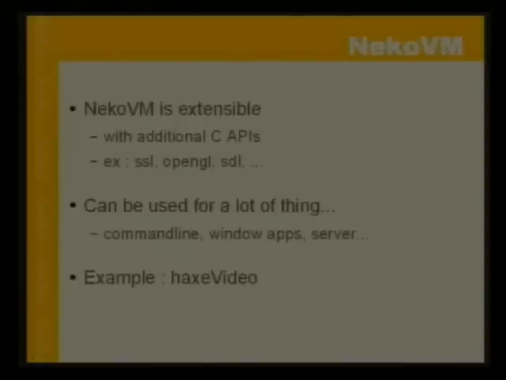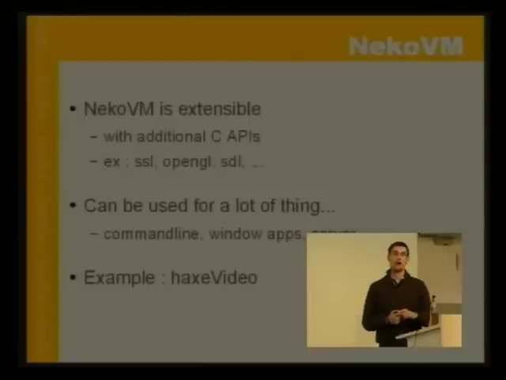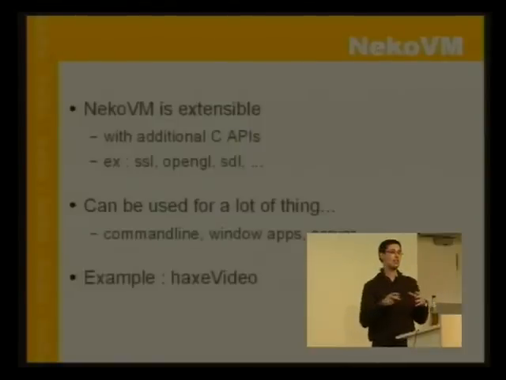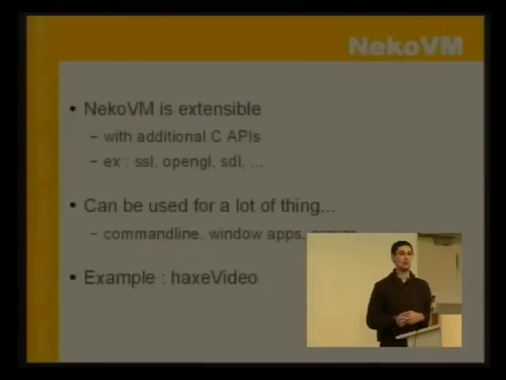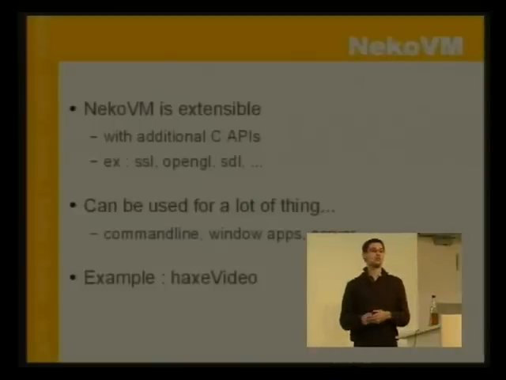I want to add a few words about the Neko virtual machine. The Neko virtual machine is a small virtual machine written in C. It has a standard library, but you can add additional APIs to it by writing some additional C code. For example, people in the community wrote an SSL library, an OpenGL library, an SDL library, and they're making a lot of new stuff with it.